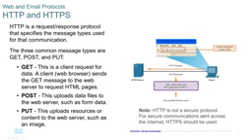Next, we're going to look at HTTP and HTTPS. HTTP is a request-response protocol that specifies the message type used for that communication. Those three common message types are GET, POST, and PUT. GET is a client request for data. A client or the web browser sends a GET message to the web server to request HTML pages.